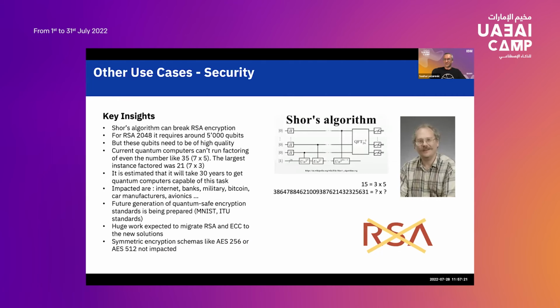So these were the use cases in finance and machine learning. You know that we are talking a lot about security use cases, that very soon quantum computers will be able to break the security of the internet, this encryption. It is true that RSA is vulnerable, but for example for 2048, it will require about 5,000 qubits, and these qubits need to be of high quality. And current quantum computers can't run factoring of even a number like 35. I'm not aware of any experiment that can do the factoring of this.